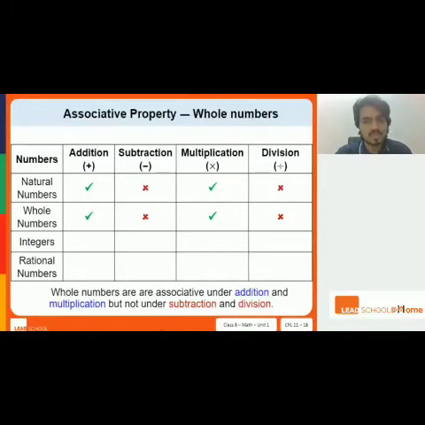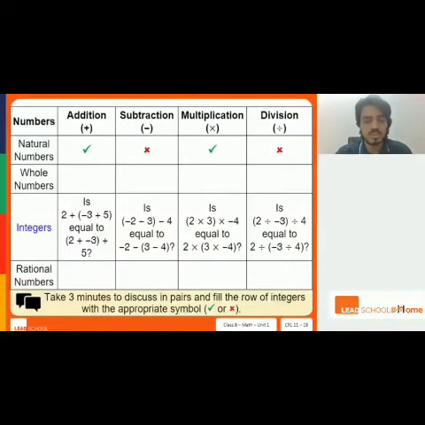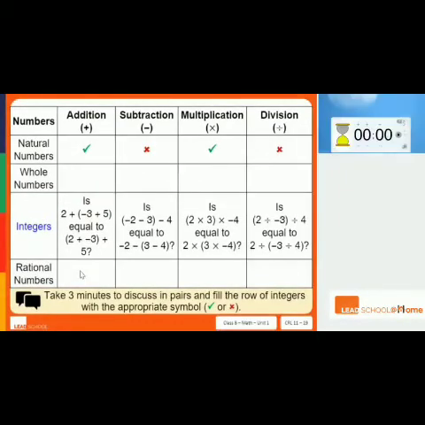Let us move to the next collection of numbers, which is integers. Again, I will give you 3 minutes. Find the answer to both these expressions for each operation and see if the result is equal or not. You will have 3 minutes to do this, and your time starts now.